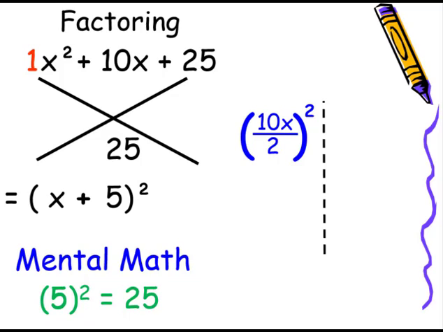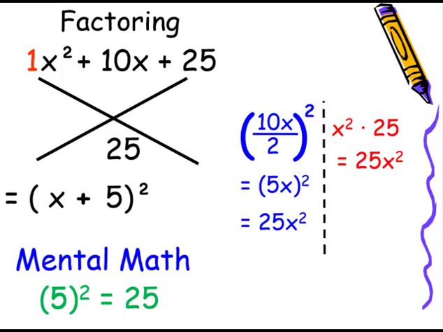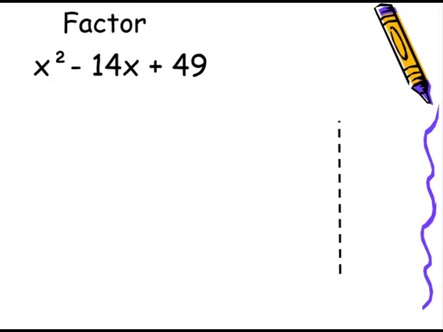10x divided by 2 is 5x, and when we square that, we get 25x squared. When we multiply the first term times the last term, we get 25x squared. Since they match up, I know it's a perfect square. Let's take a look at one with a subtraction.